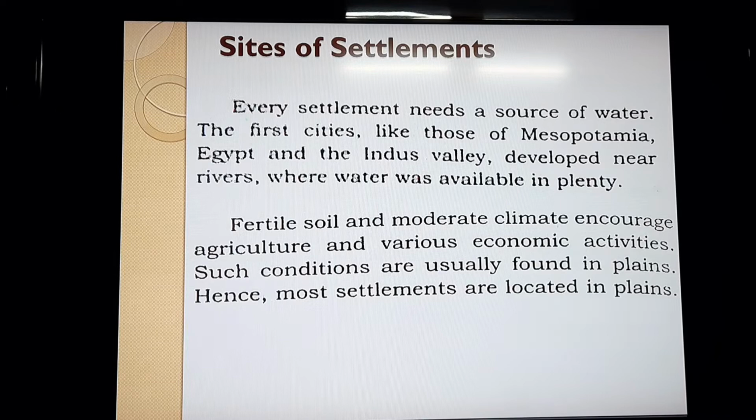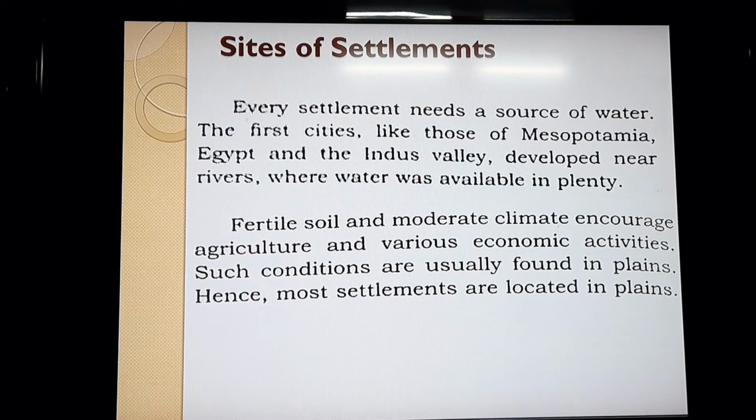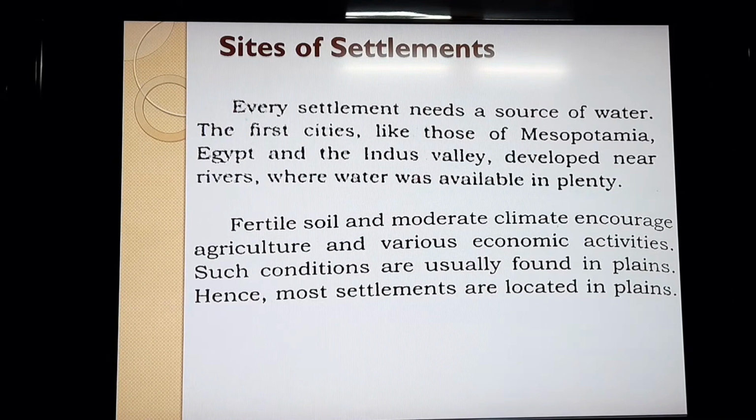Okay, so the first and foremost condition for a settlement is that water should be available at that particular site. Another thing needed for a settlement is fertile soil and a moderate climate. If the soil is fertile and the climate is moderate, then it encourages agriculture and various economic activities. Such conditions are usually found in plains, hence most settlements are located in plains.